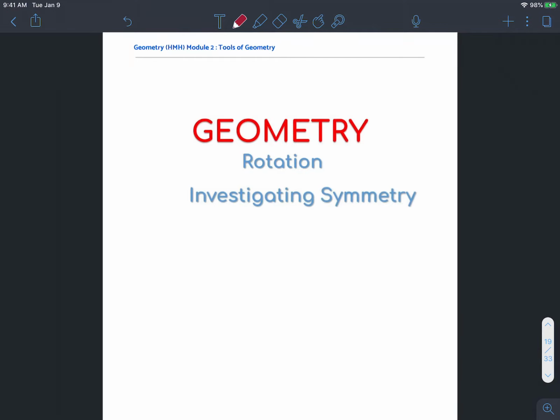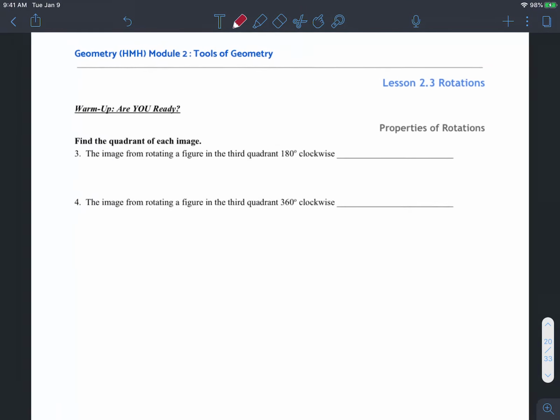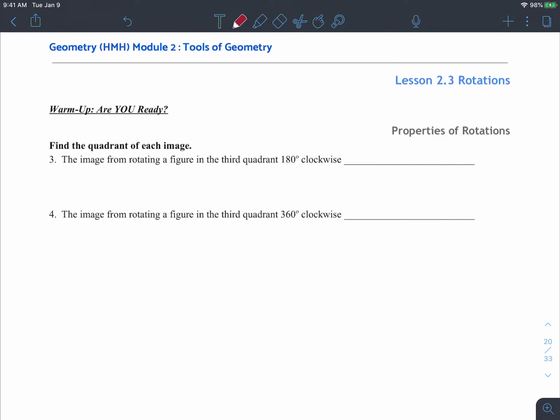Geometry lesson on rotation and investigating symmetry. So guys, 2.3 is rotations and 2.4 is the second topic. So this is a combined lesson. It makes more sense this way. All right, guys, warm up. Are you ready? Okay, pause the video and try your best.